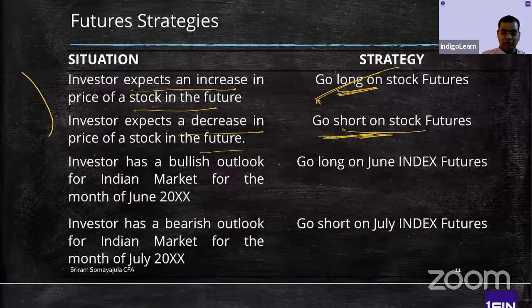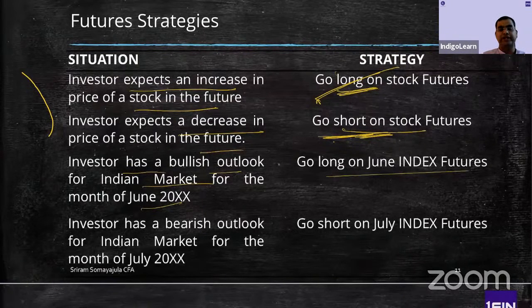Then one more case: the investor has a bullish outlook for the Indian market for the month of June. So the investor will go long on June index futures. What are index futures? If you can have futures contracts on stocks, you can have futures on indices like Nifty, Sensex, Bank Index. There are multiple indices. You can go long on index futures. So individual stocks and indices are two types of futures which you can trade on the stock exchange. Now, if the investor has a bearish outlook, you short the index futures.